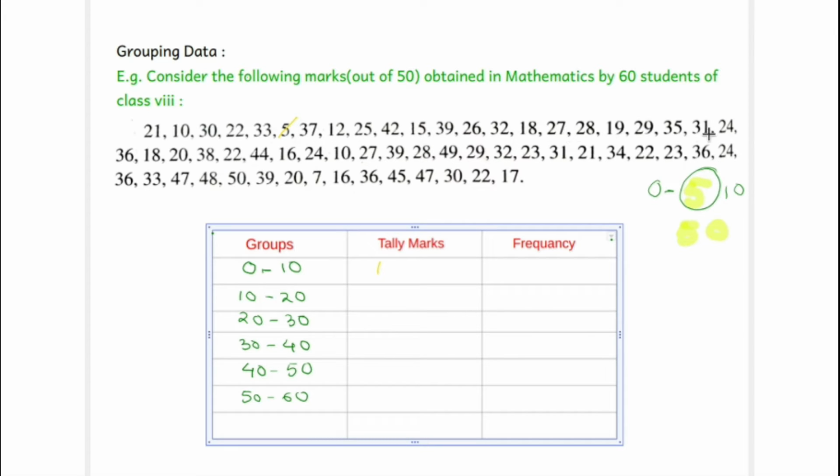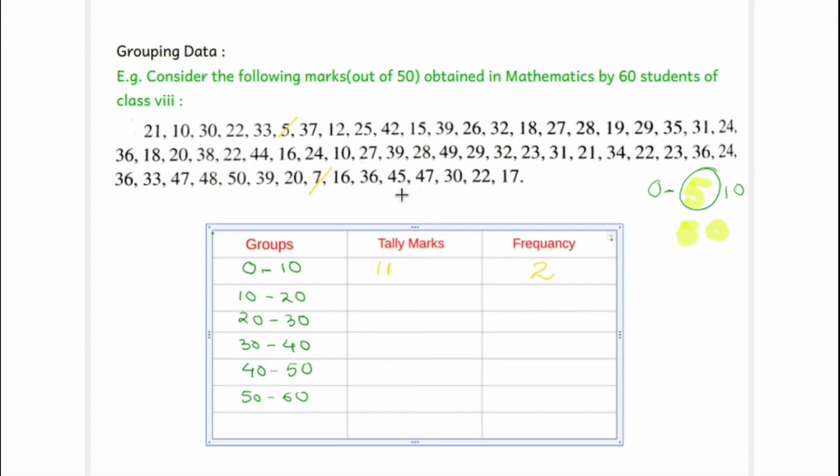Is there any other number between 0 to 10? Yes, 7. So 2. So between 0 to 10 there are 2 numbers. So our frequency is 2. Okay. Next, 10 to 20.